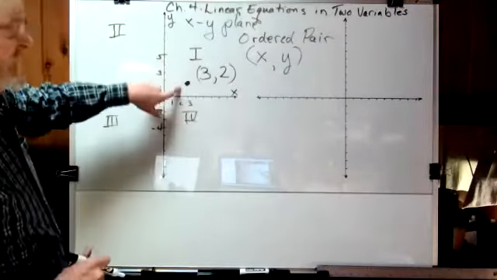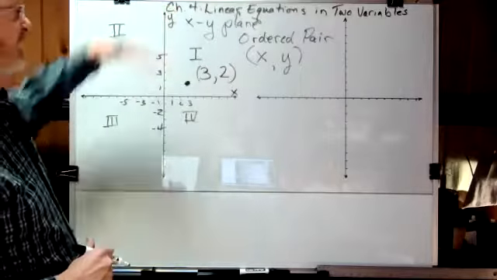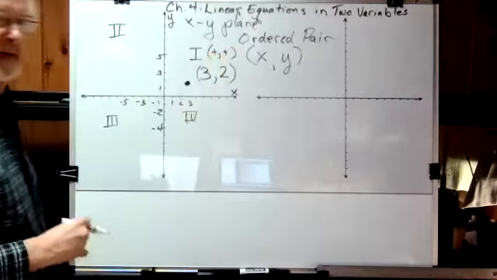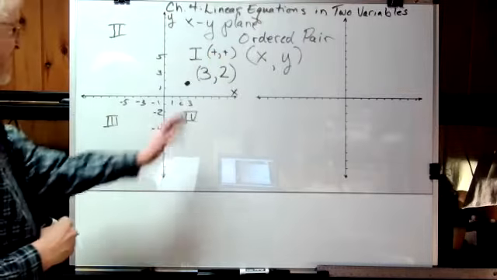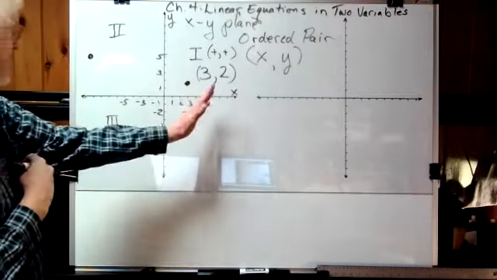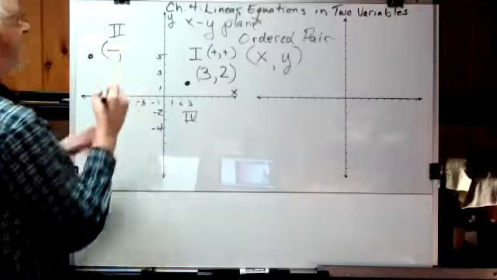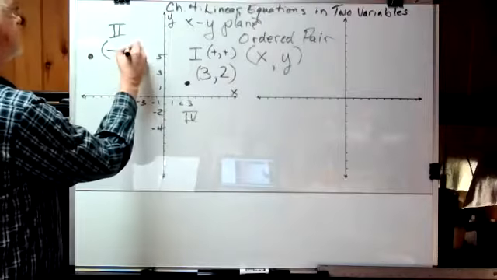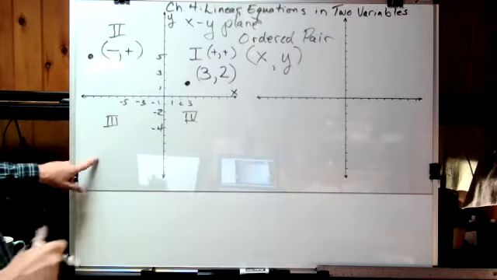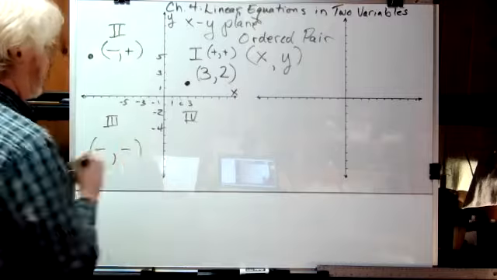Notice if I'm over here like this point, the x values are always positive and the y values are always positive. So in the first quadrant, both values are positive. If I happen to be back here someplace, my x value has gone negative, but my y value is still positive. Just general patterns here. And if I'm way down here, both the x and the y are negative.